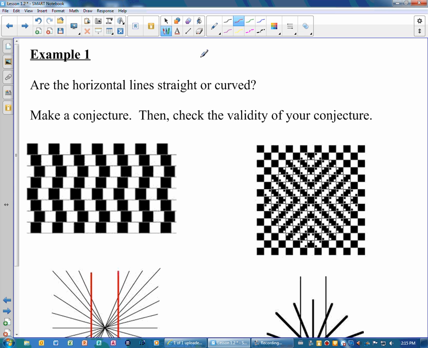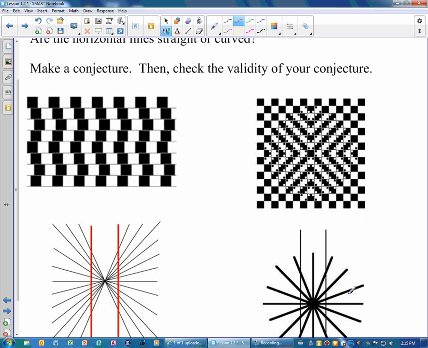Example number 1 in your notes says, are the horizontal lines straight or curved? Make a conjecture and then check the validity of your conjecture. The one in your book is similar to these two bottom ones, but these are 4 examples I found online. This first example with black and white, when you first glance at it, should look like the lines are crooked. So your conjecture here could be the lines are crooked or the lines aren't straight.